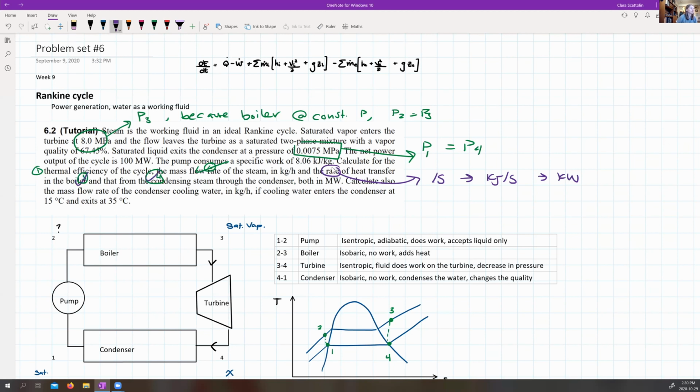And the last part that we're asked to answer is the thermal efficiency and cooling water entering the condenser. I'll talk about that in a second. So we'll start with the efficiency.